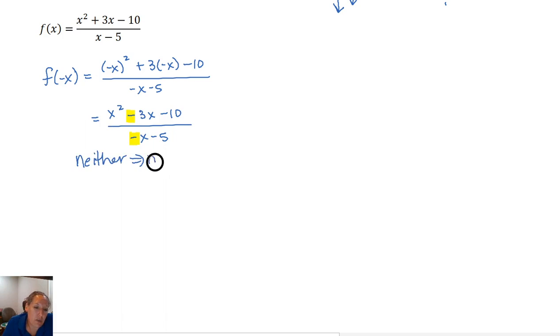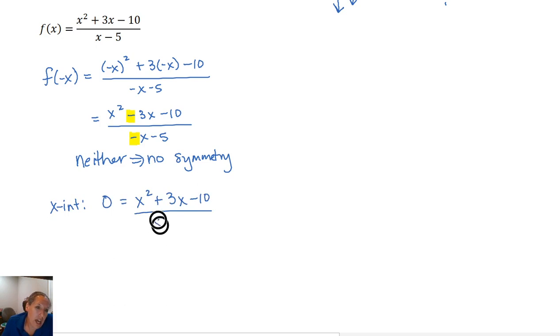So what that means is we're going to have no symmetry, at least not between the quadrants 1 and 3, 2 and 4, or between the quadrants 1 and 2, 3 and 4. We don't have that y-axis or that origin symmetry there. All right, if we want to find our x-intercepts, remember we set y equal to 0 and solve for x.